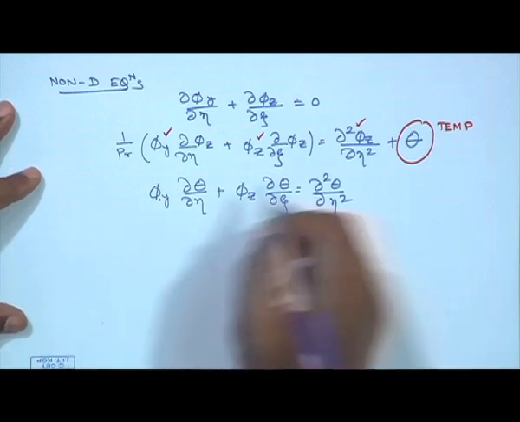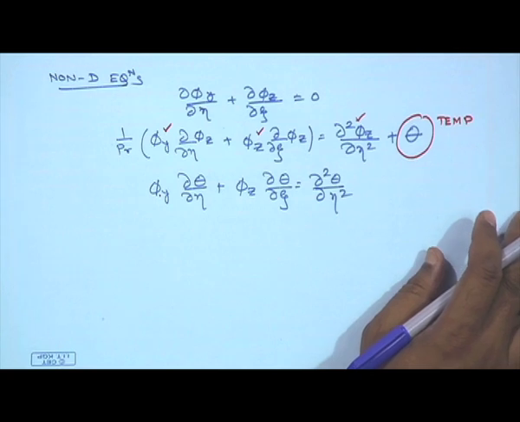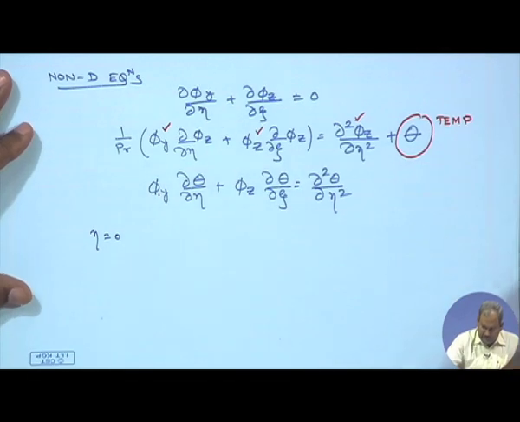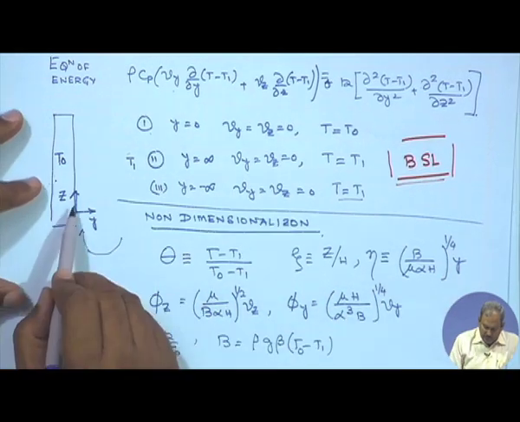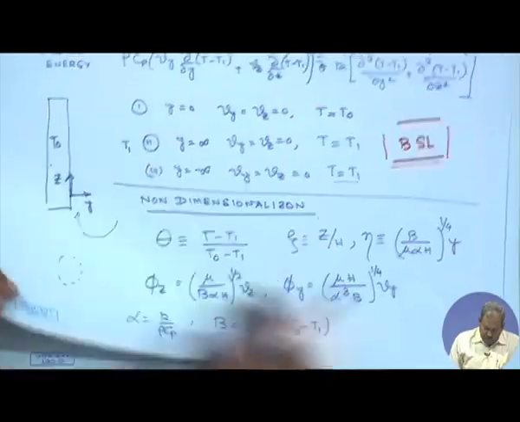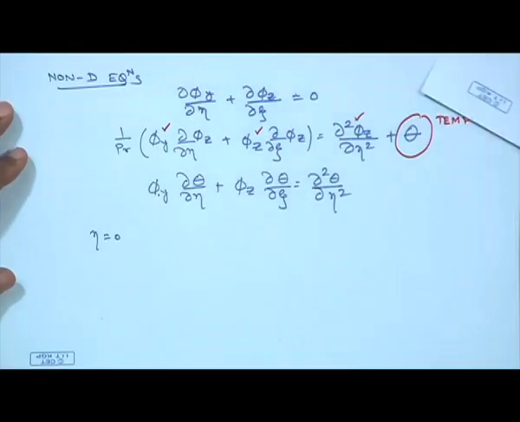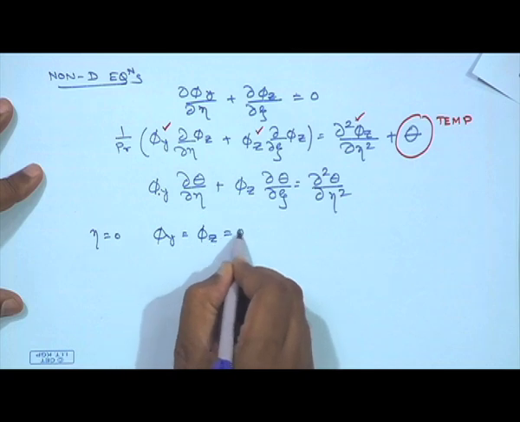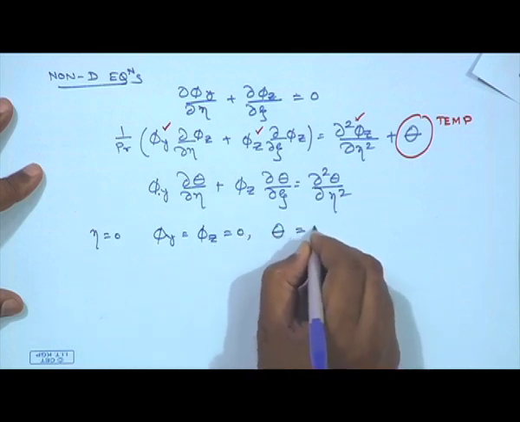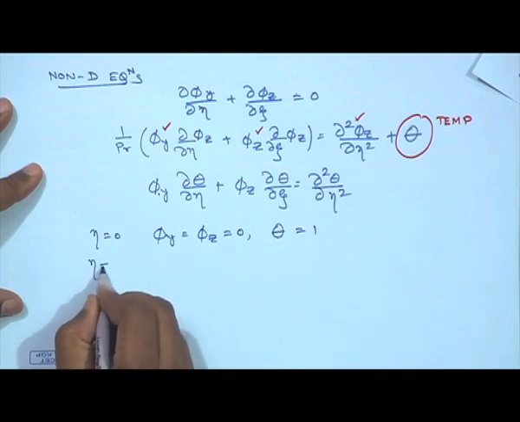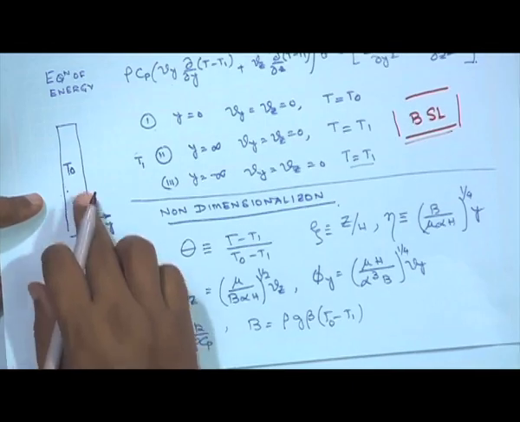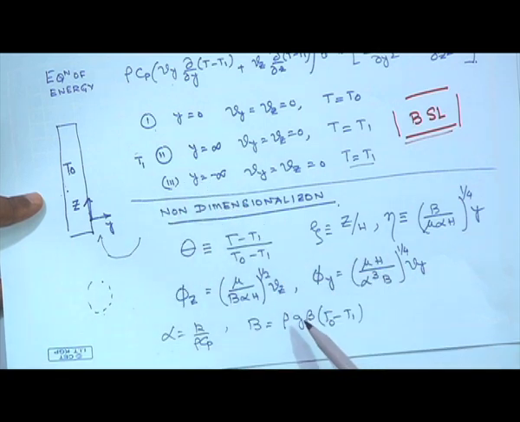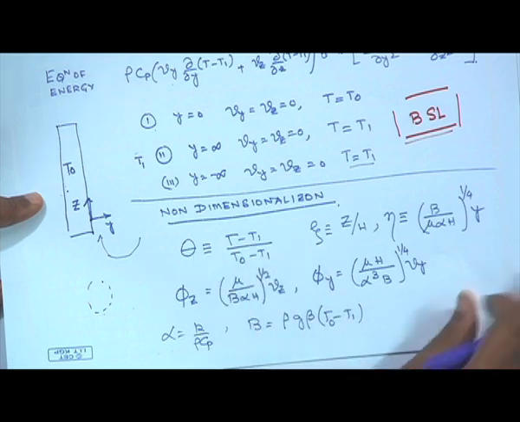When you convert the boundary conditions, it becomes that at eta equals 0, which simply tells you that at y equals 0, that means on the plate, there would be a no slip condition and the temperature would simply be equal to T0. So, at eta equals 0, both the velocities phi y and phi z would be equal to 0, and the dimensionless temperature would be equal to 1. At eta equals infinity, at a point far from it, there would be no velocity and the temperature is going to be equal to T1, and if the temperature is going to be equal to T1, then theta is going to be equal to 0.